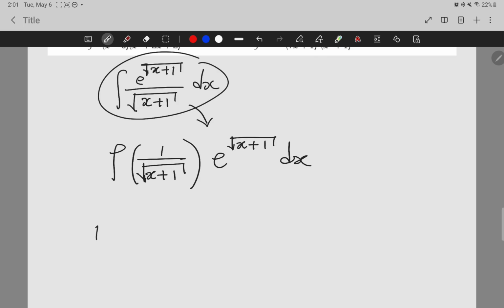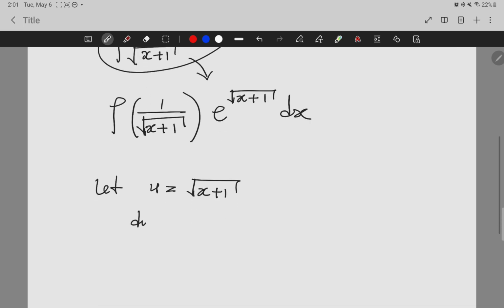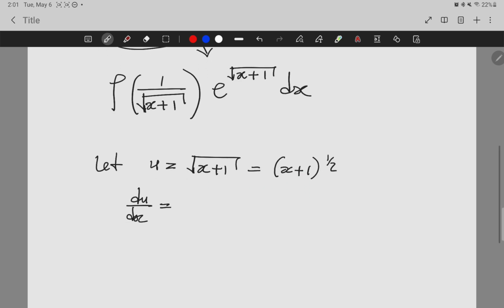So for 1a, here you'd let the argument of the exponent be our u. So let u be equal to the root of x plus 1. Once you do this, get the derivative of the function with respect to x. Of course, here you'd have to express it with the power half, since you know the root simplifies to that.